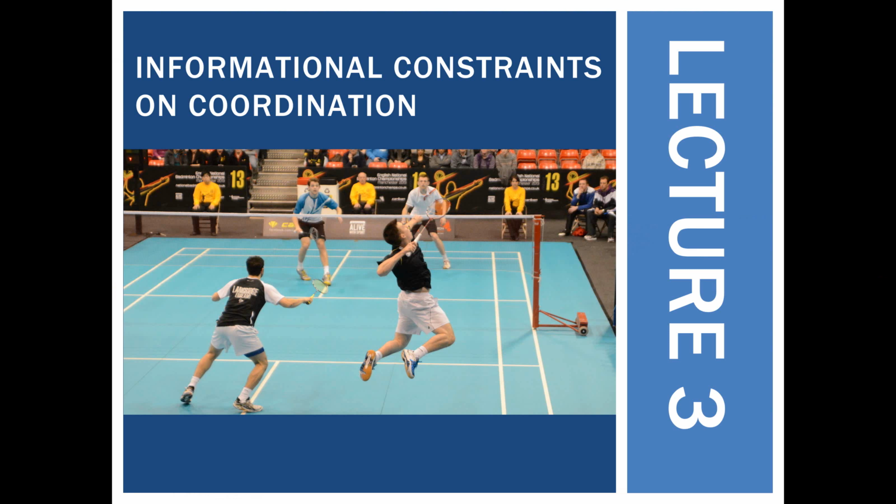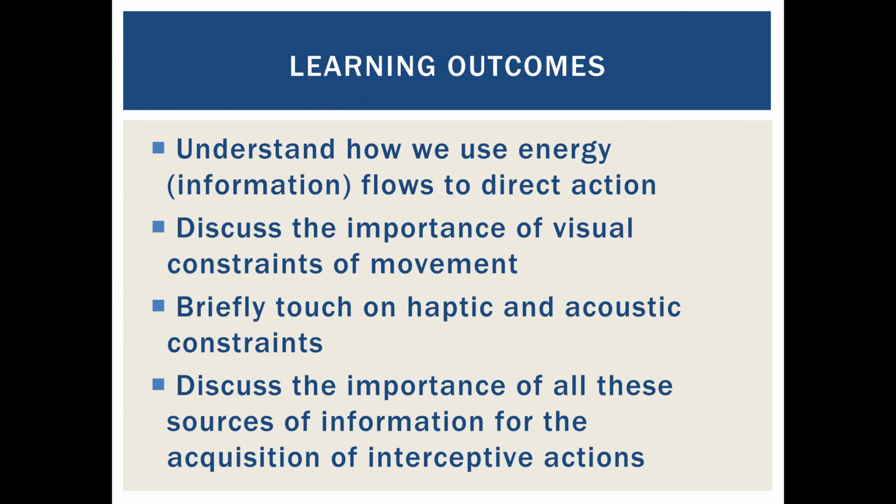And by that I mean informational constraints can be visual perception, it can be auditory perception, it can be the friction of the ground that works on our body, etc. So think of it as different energy systems that occur around us. So what we're going to do is talk about how we use that energy and how it constrains how we move about in space. We're going to focus specifically on visual constraints, briefly touch on haptic and acoustic constraints, and then finally discuss the importance of all of these sources of information.